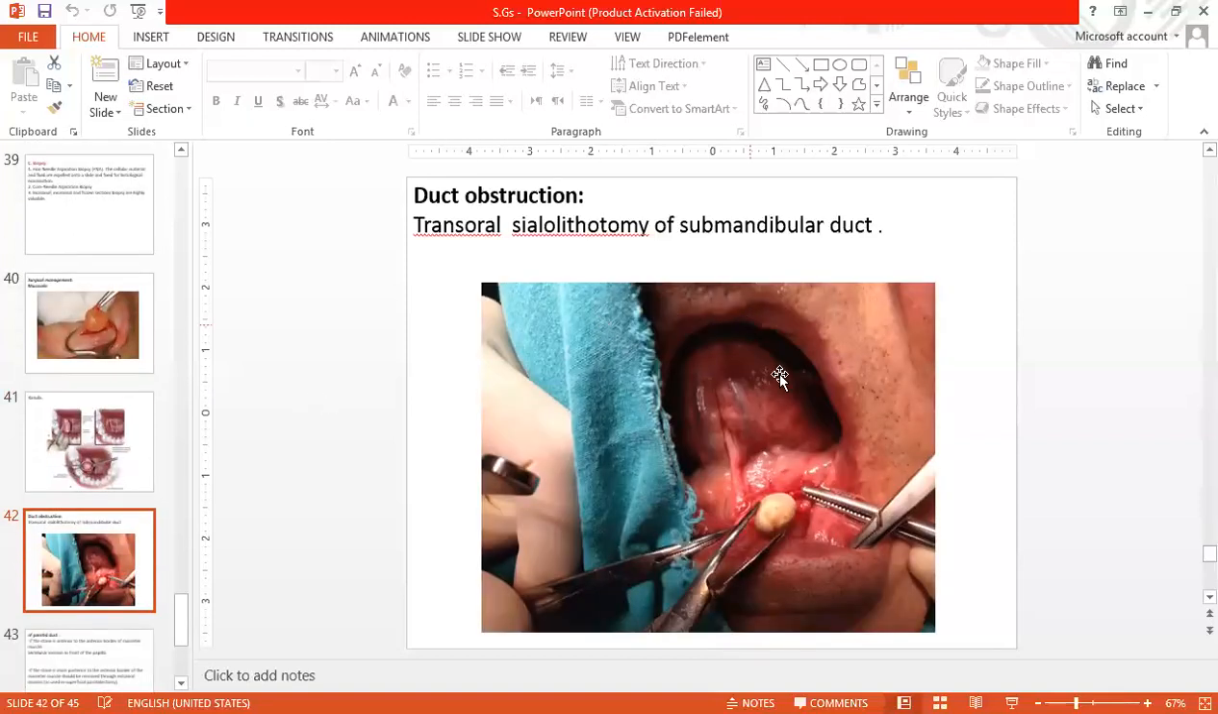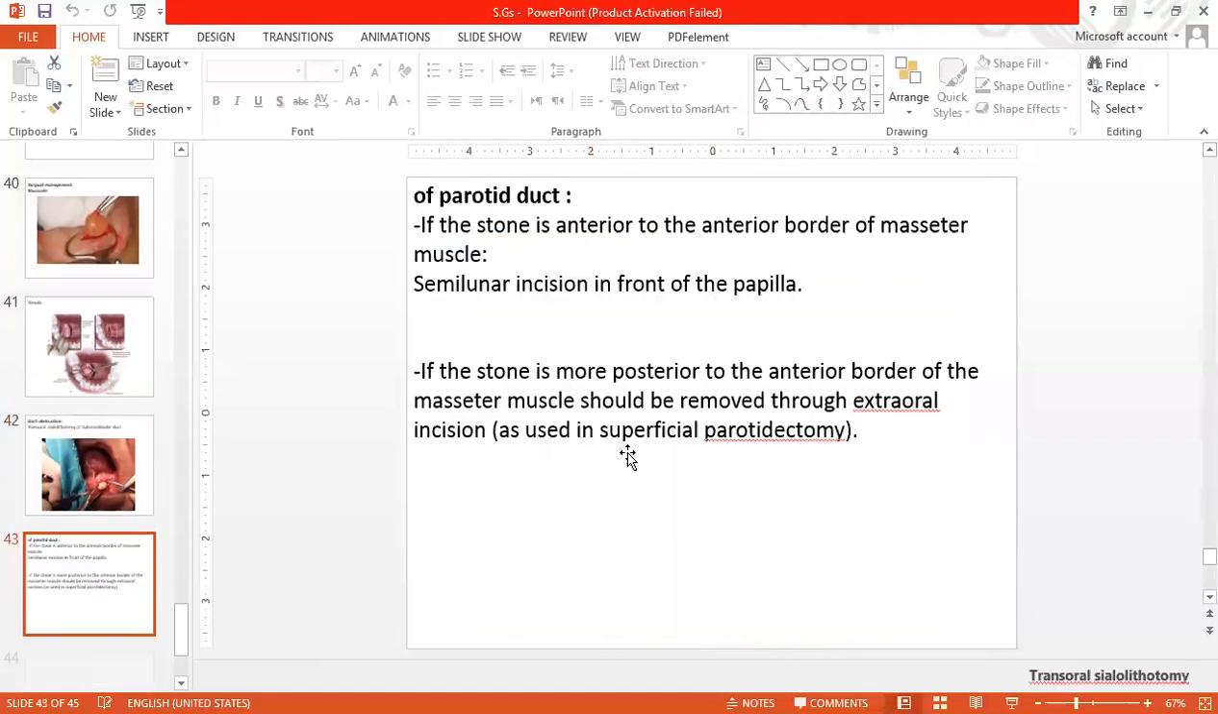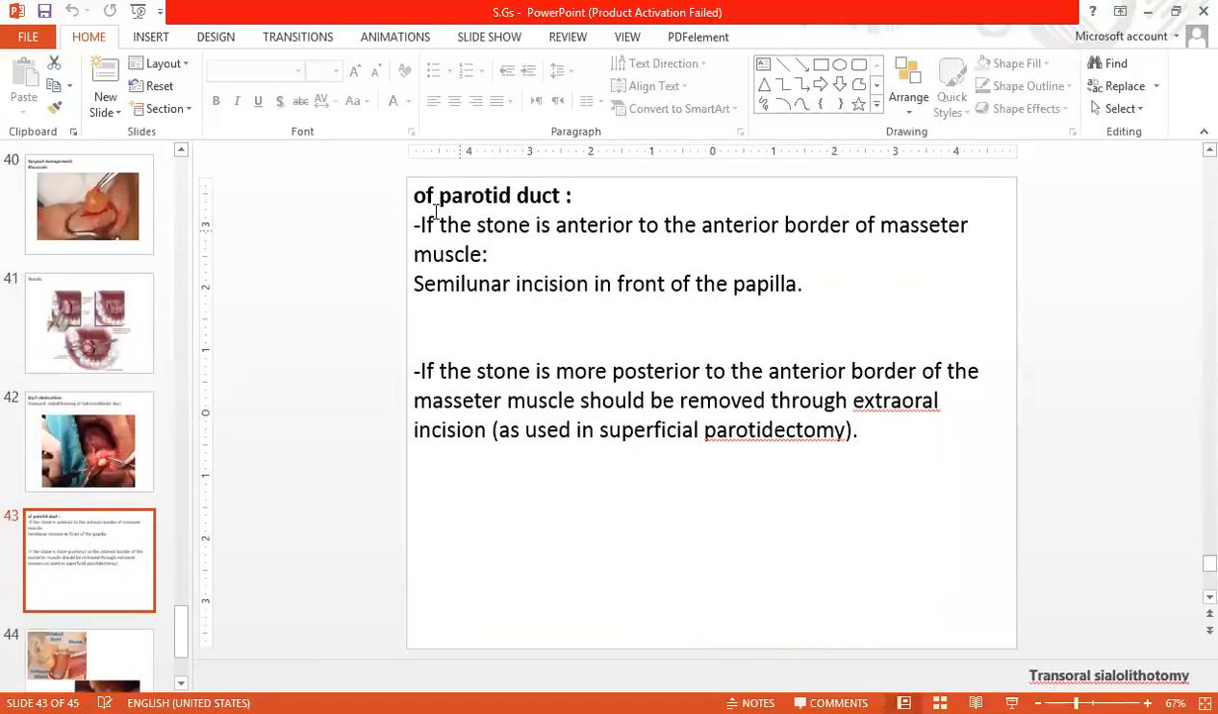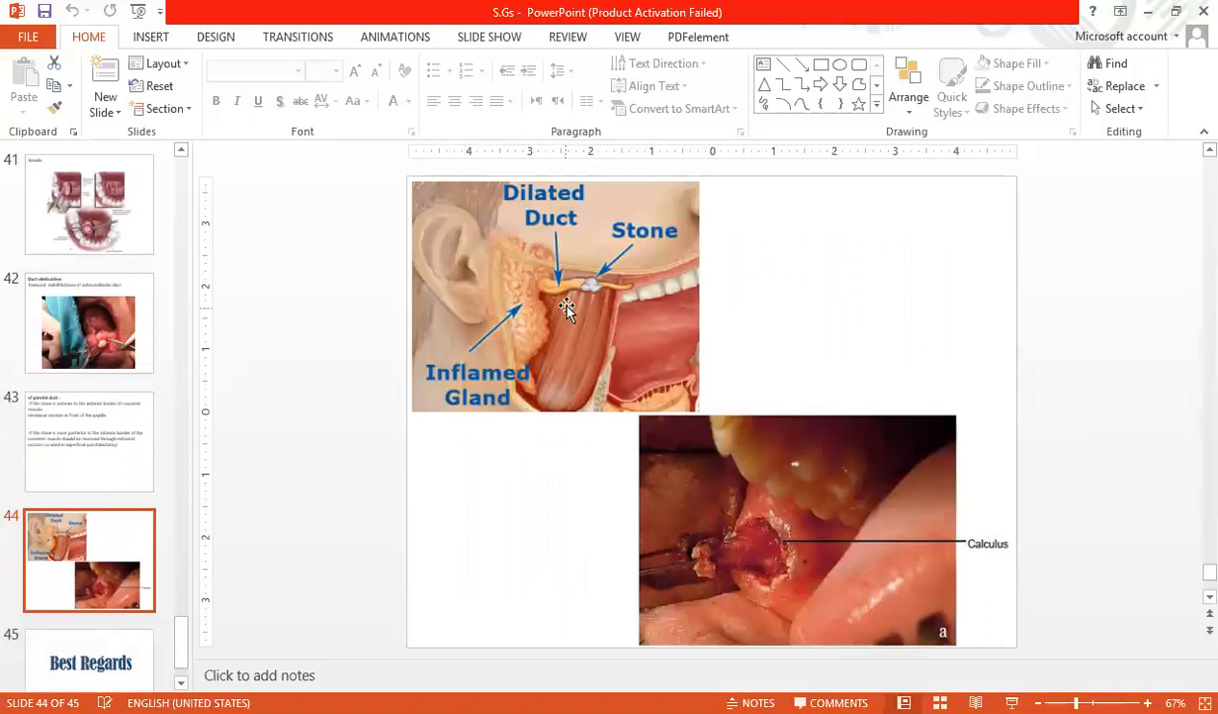For ductal obstruction, we can use another type of removal, which is transoral sialolithotomy of a submandibular stone. It is for stones in the anterior or distal part of the duct, and in the parotid duct, for stones anterior to the anterior border of the masseter muscle. We can do it by a semilunar incision in front of the papilla. If the stone is more posterior, we can remove the gland altogether, as you see here. In the anterior part, we can remove it by a transoral approach.